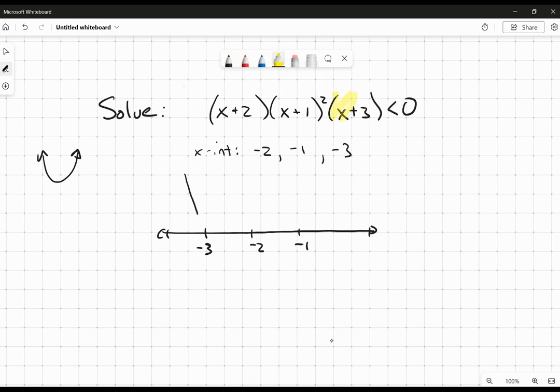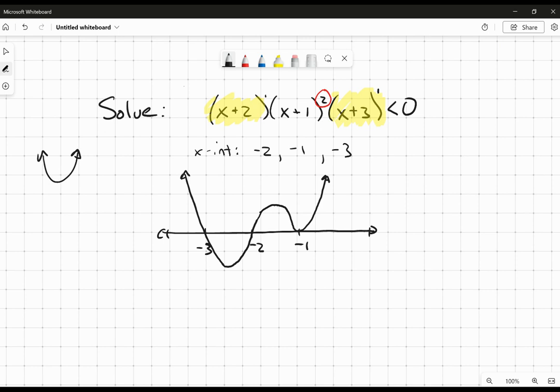because the x plus 3 here has a multiplicity of 1, which means the exponent is 1, the graph is actually going to cut right through that x-intercept. When I get to x plus 2, it's got a multiplicity of 1, so the graph is going to come up and cut right through that -2. Now for the x plus 1, that factor has a multiplicity of 2, meaning the graph is going to come around, and instead of going through it, it's going to touch the x-axis right there and bounce back up.